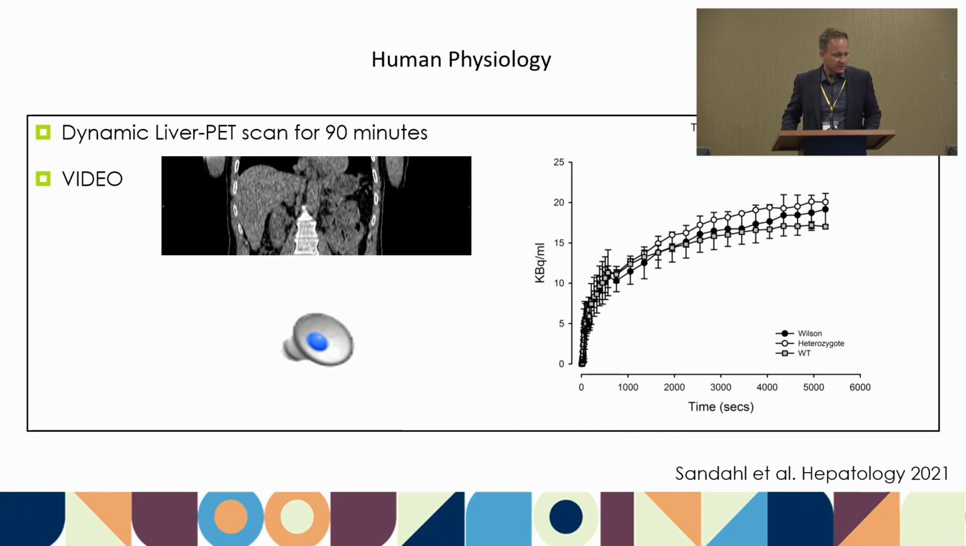So first we looked at what this looks like in healthy volunteers, in Wilson's patients, and in heterozygotes.